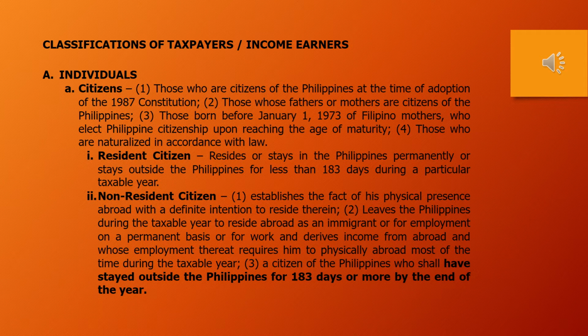For example, a seaman who is a citizen of the Philippines and who receives compensation for services rendered abroad as a member of the complement of a vessel engaged exclusively in international trade. So, we classify him as an overseas contract worker.